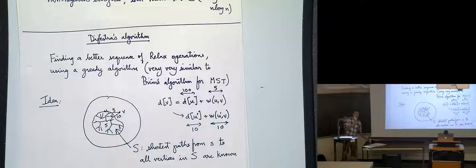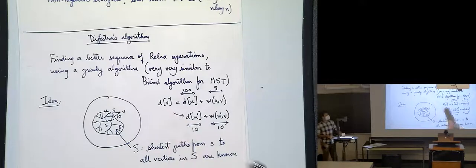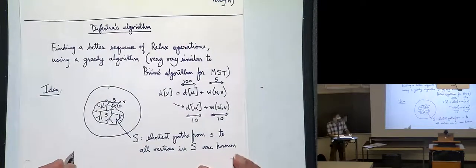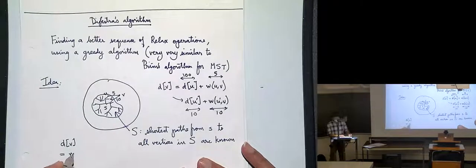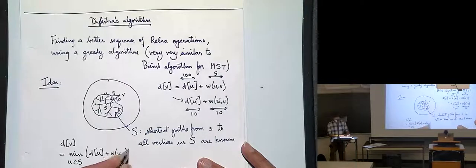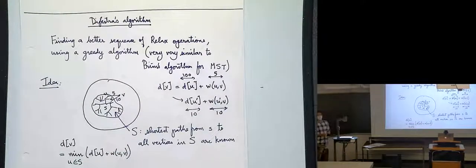You do know all the distances from all the nodes. Minimize what? Minimize dv. So what you could do is you could say dv, you're going to say, is the min over all u that's in the set S of du plus wuv. Turns out that's also wrong. That will also fail.